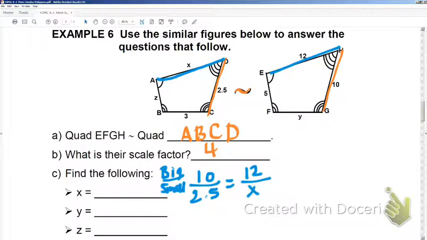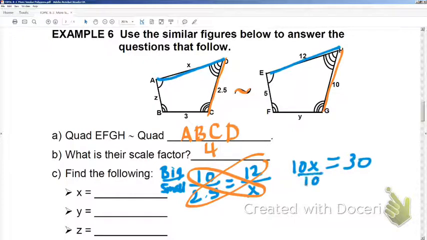Now when I solve, I cross multiply. So I have 10x when I cross multiply here. 12 times 2.5 is 30. So I have 10x equals 30. Divide by 10. X equals 3. So I found X. I'm going to do the same thing with Y and Z.